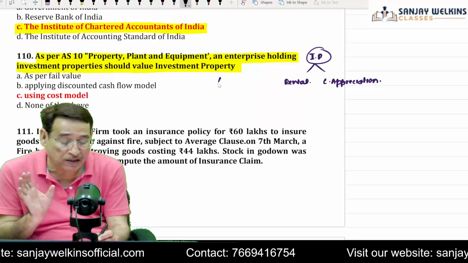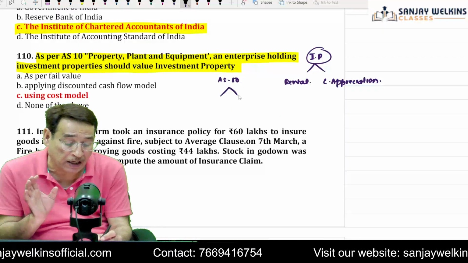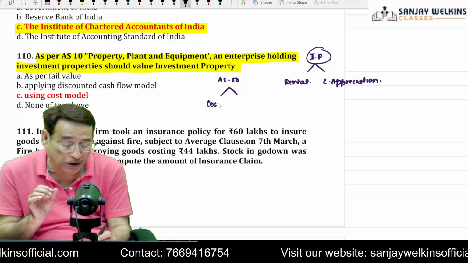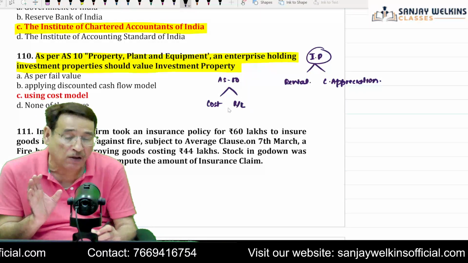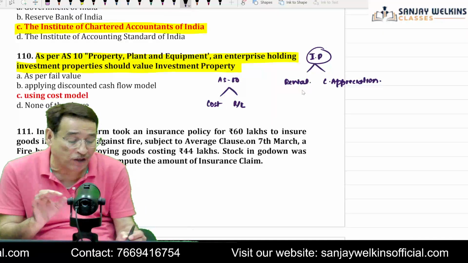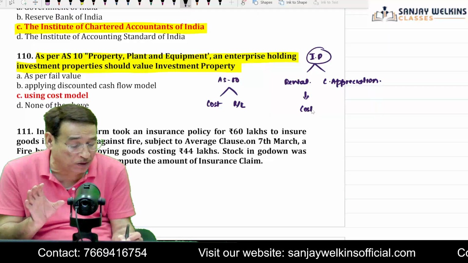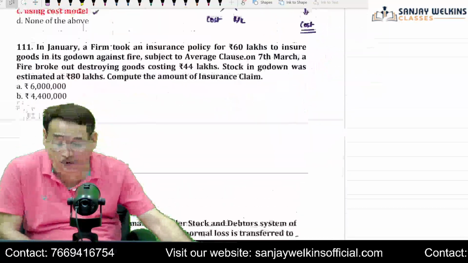As per AS10, which deals with property, plant and equipment, an entity has the liberty or choice. It can measure property, plant and equipment either at cost or on the revaluation model. But at the same time, investment property can always be measured only on the basis of the cost model. So that is why your answer will be the cost model.